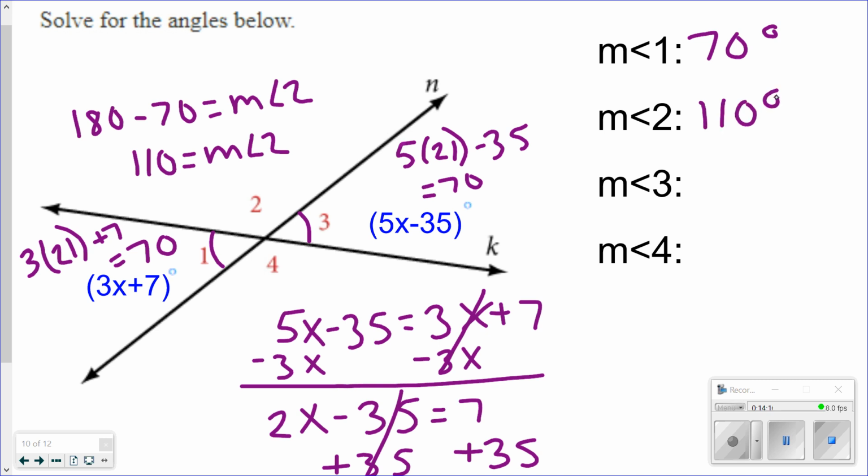So if angle 2 is 110 degrees, that means angle 4 also must be 180 degrees. I'm sorry, 110 degrees. So I'm going to write that here. We know angle 3 is 70. And I am done. I found all the angle measures.